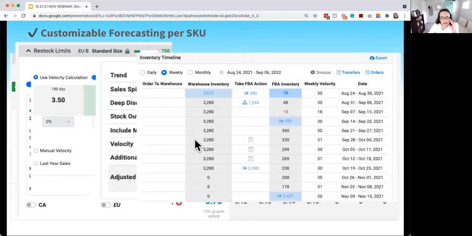And then here's the inventory timeline. This is what it looks like. It gives a calculation of everything that needs to happen. We even do blackout dates. So during Chinese New Year, if you can't send inventory in, it will help to factor that into your forecasting and your reorder point.